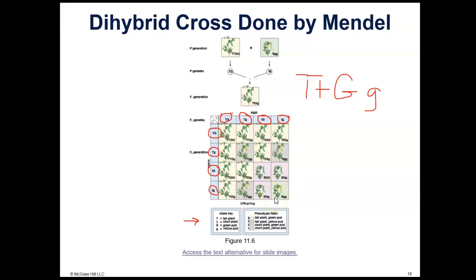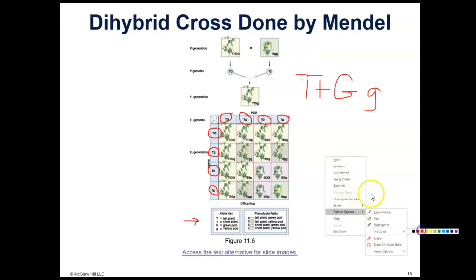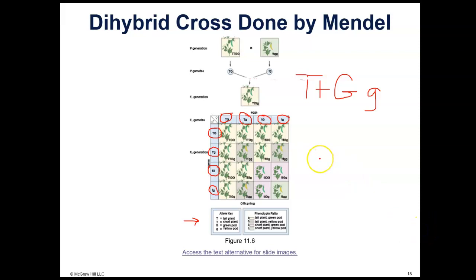Now, if you remember this ratio, 9 to 3 to 3 to 1, and you know that what you're looking at is a dihybrid cross, that tells you that out of 16 offspring, 9 are expected to have both dominant traits. 3 are expected to have the first trait dominant, the second one recessive. 3 are expected to have the first trait recessive and the second trait dominant. And 1 out of 16 are expected to be both recessive.